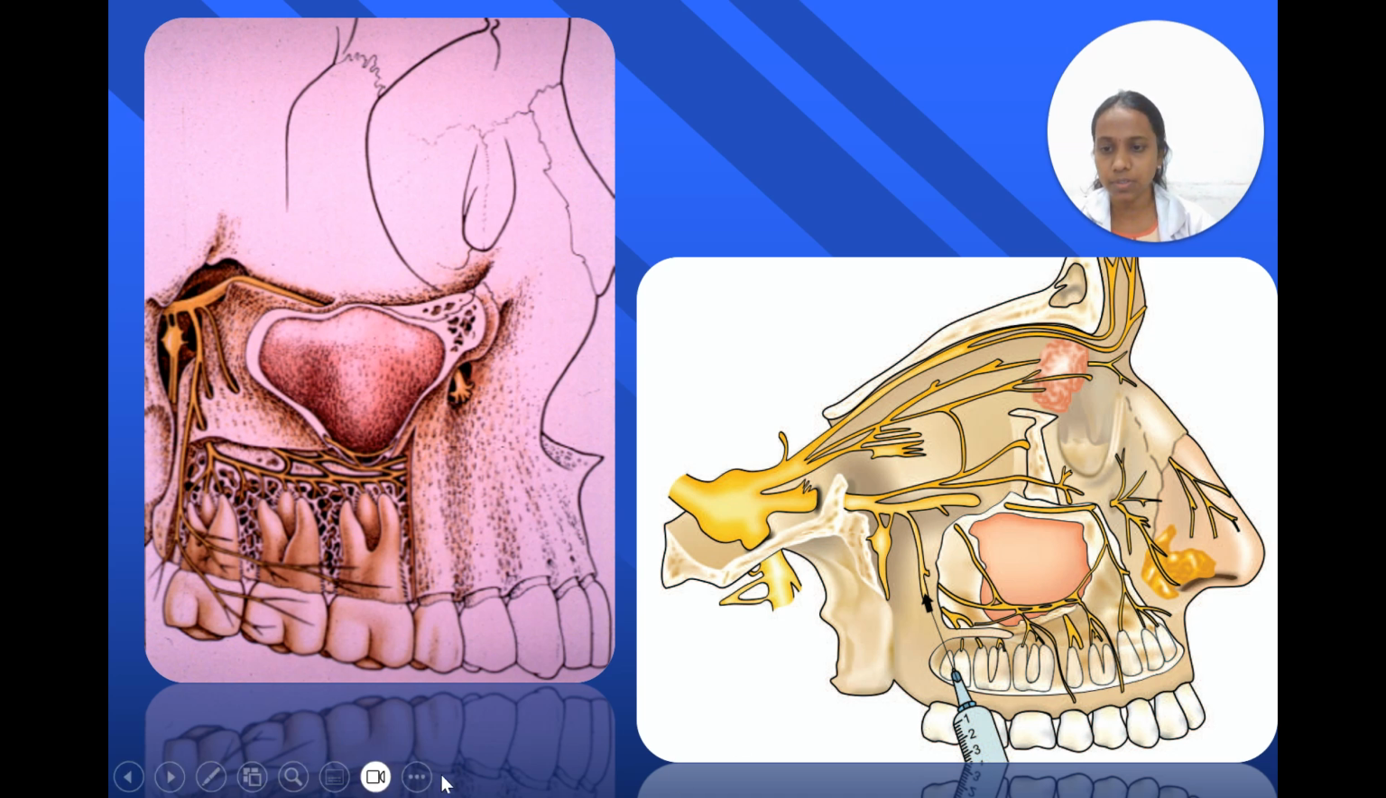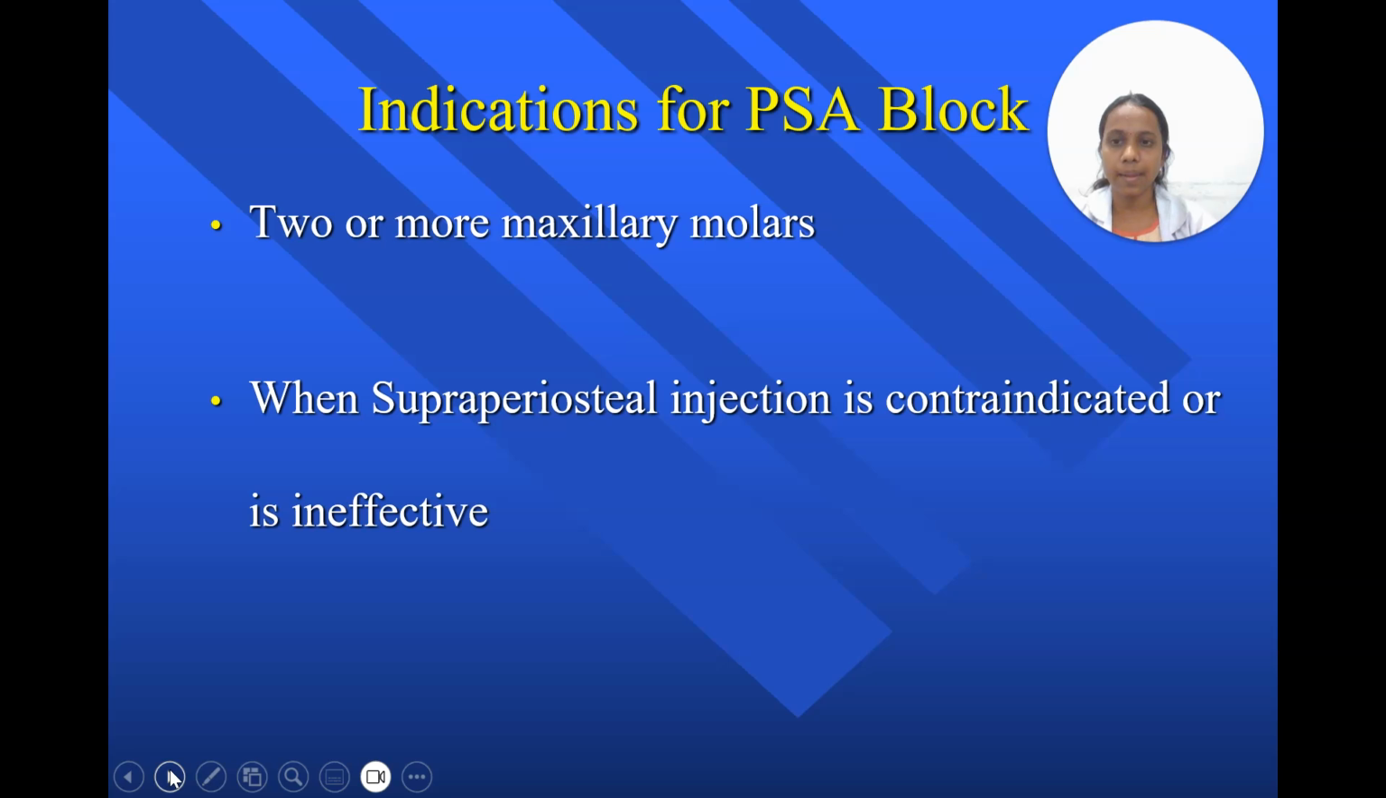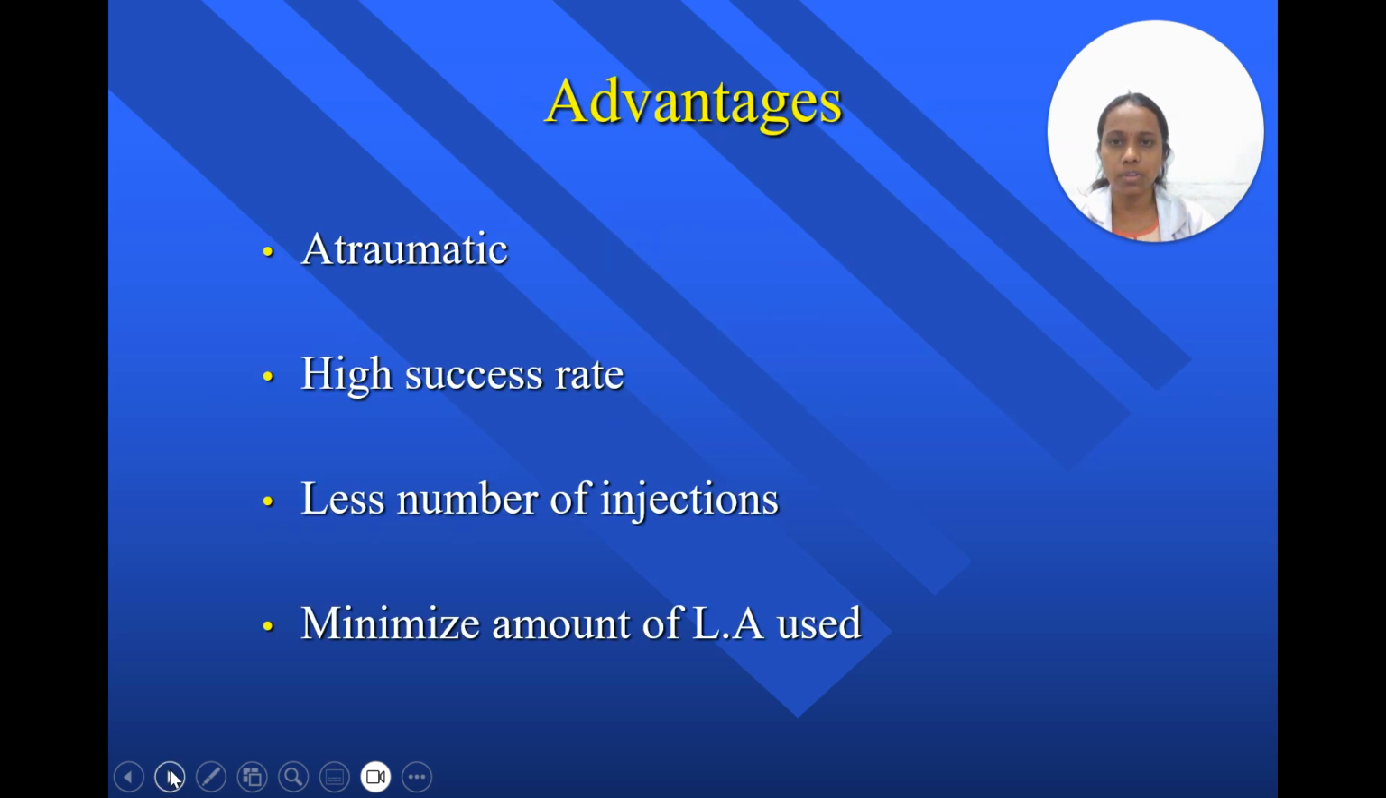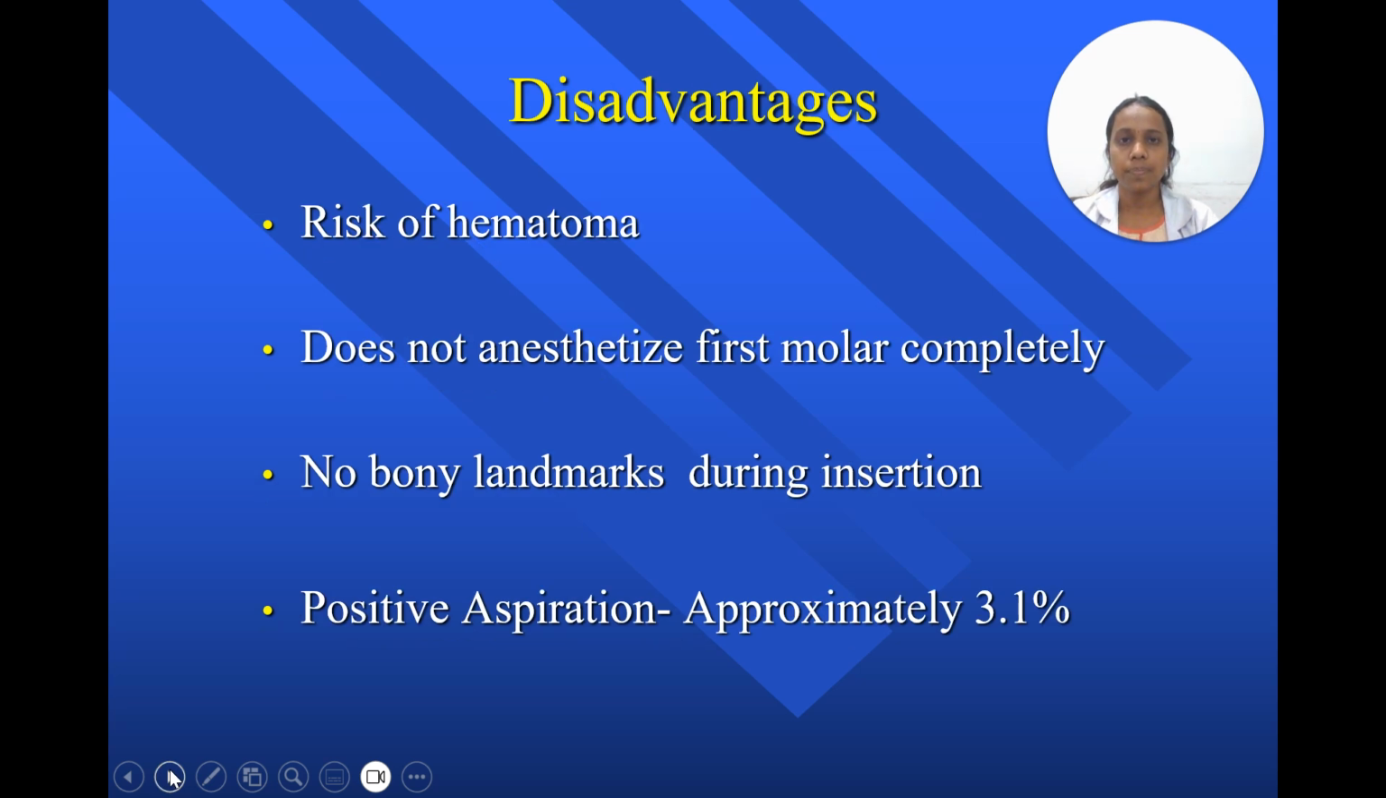the buccal supporting structures. The indication for posterior superior alveolar nerve block is when more than two molar teeth have to be anesthetized, and when the supraperiosteal injection is either contraindicated or ineffective. Contraindication: risk of hemorrhage is too great, as in hemophilia or patients on antiplatelet drugs. Advantages: it is comparatively less traumatic, has a high success rate, needs fewer injections, and minimizes the local anesthetic to be used.